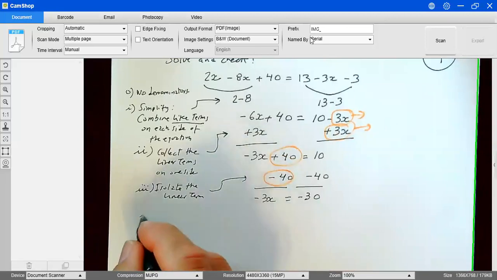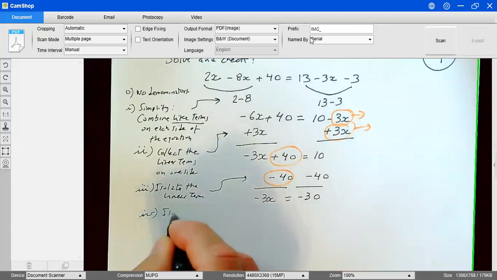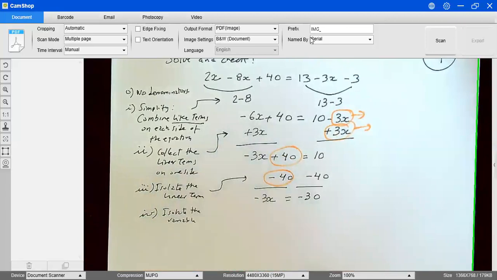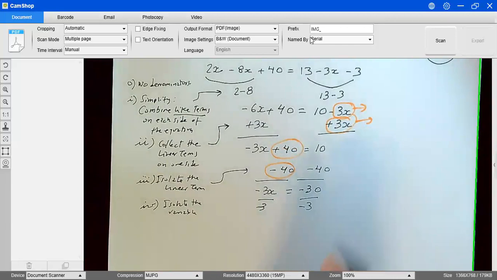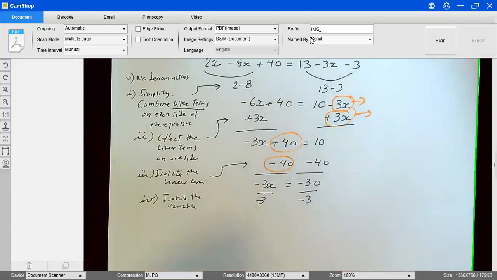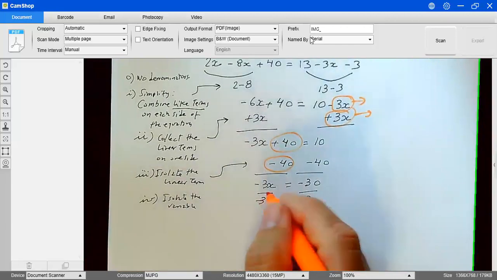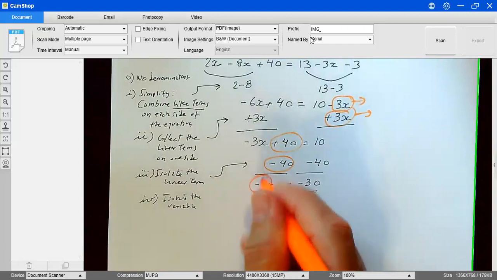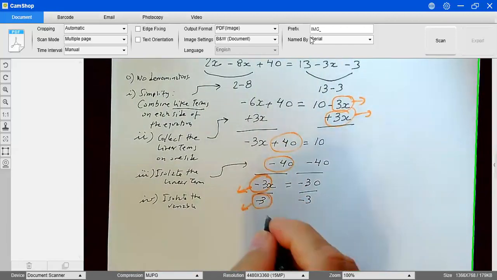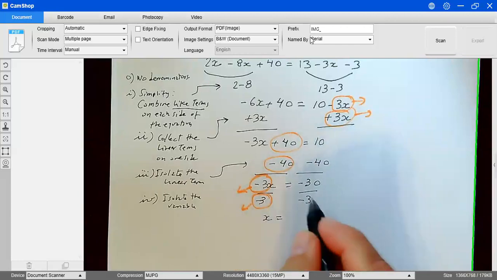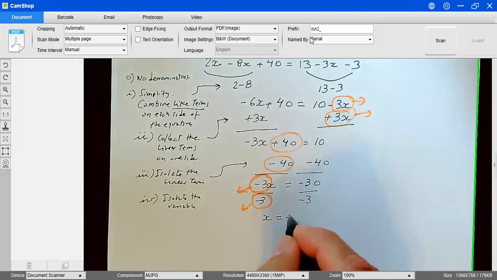Then the next step is to isolate the variable. To isolate the variable, we need to divide by the coefficient that we want to remove. We want to remove negative 3, so we divide both sides of the equation by negative 3. So negative 3 is removed now. I end up with x equals negative divided by negative, which is positive.